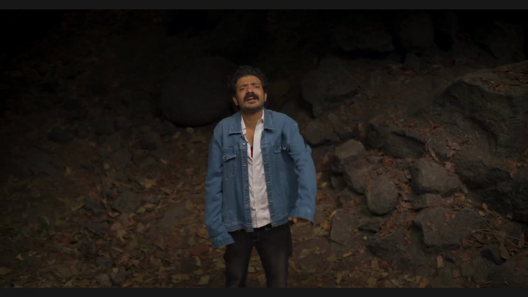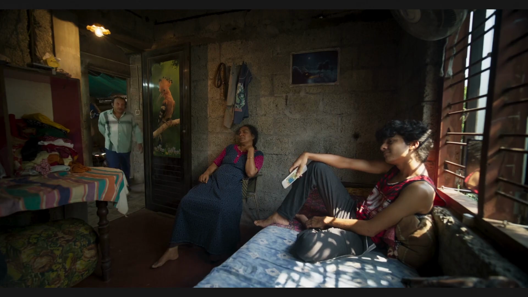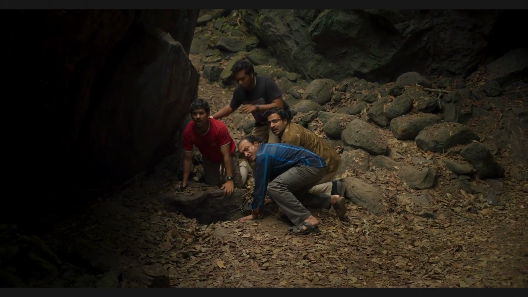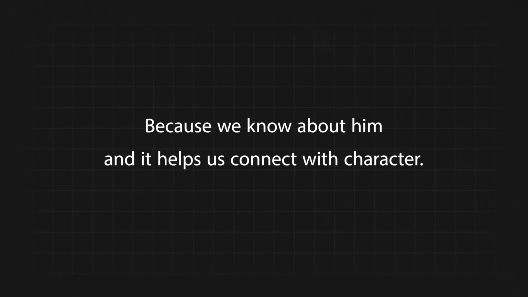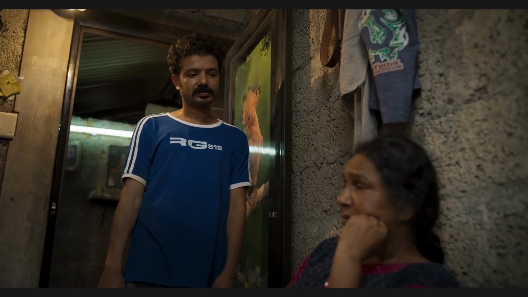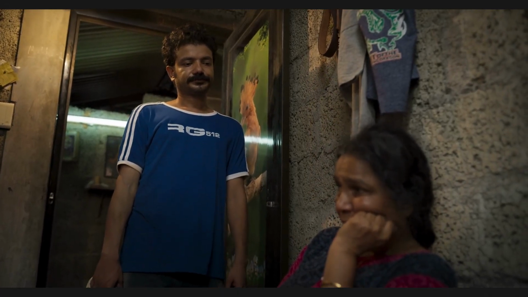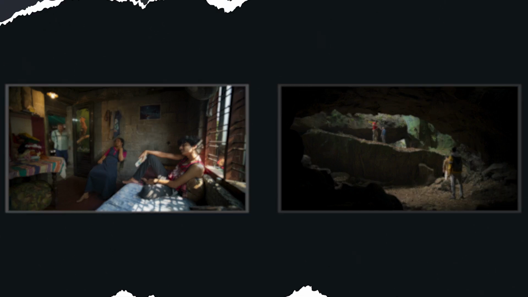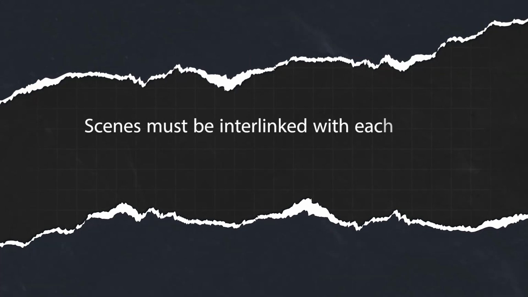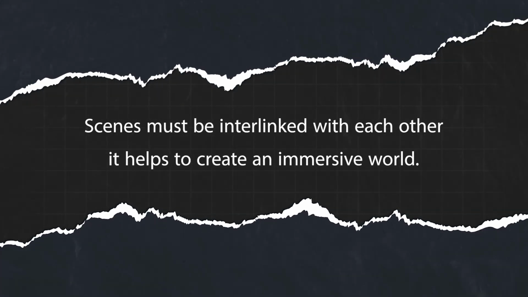Think for a moment that we didn't know Subhash's family background. It would not have created that connection with the character. The impact of losing Subhash would not have been felt much. Because we know about him, it helps us connect with the character. Losing a family member is painful, and as we know someone is in pain, we care for that person. That's what happens in this scene. And this is how these two scenes are related to each other. While writing, scenes must be interlinked with each other. It helps to create an immersive world.